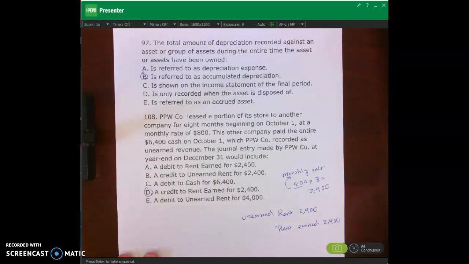So let's look at number 97. The total amount of depreciation recorded against an asset or group of assets during the entire time the asset or assets have been owned. That's accumulated depreciation, B.